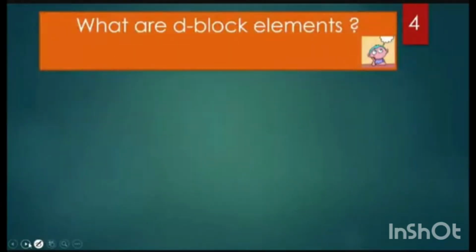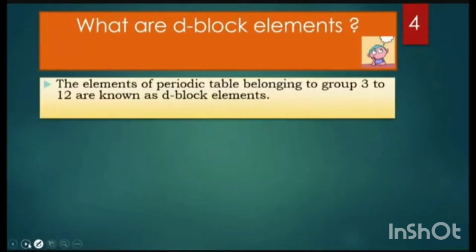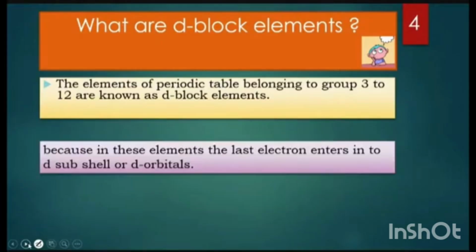So how do we define D block elements, or what are D block elements? Here is the definition. The elements of the periodic table belonging to groups 3 to 12 are known as D block elements. And why are they called so? Because in these elements the last electron enters the D subshell or D orbital, hence these elements are called D block elements.